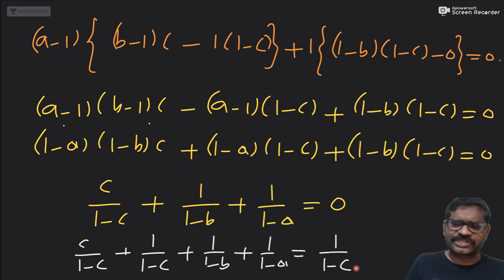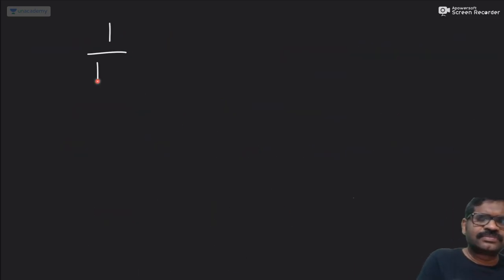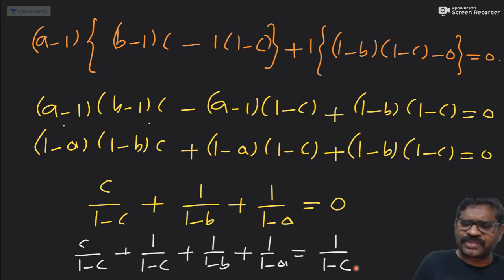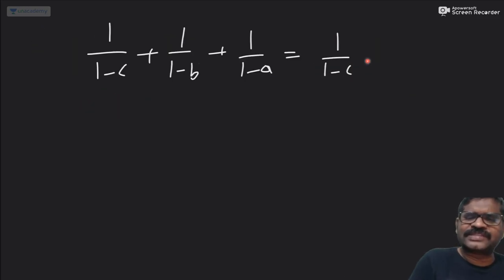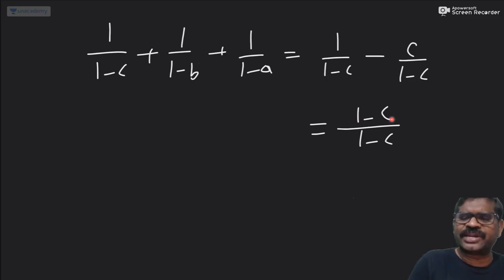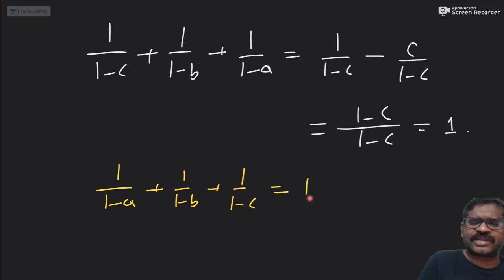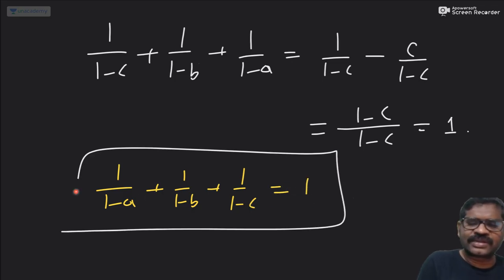Continuation: 1 by 1 minus c plus 1 by 1 minus b plus 1 by 1 minus a equal to 1 by 1 minus c minus c by 1 minus c. LCM 1 minus c, numerator 1 minus c. After cancellation, 1. Therefore, 1 by 1 minus a plus 1 by 1 minus b plus 1 by 1 minus c equal to 1. 1 is the answer.